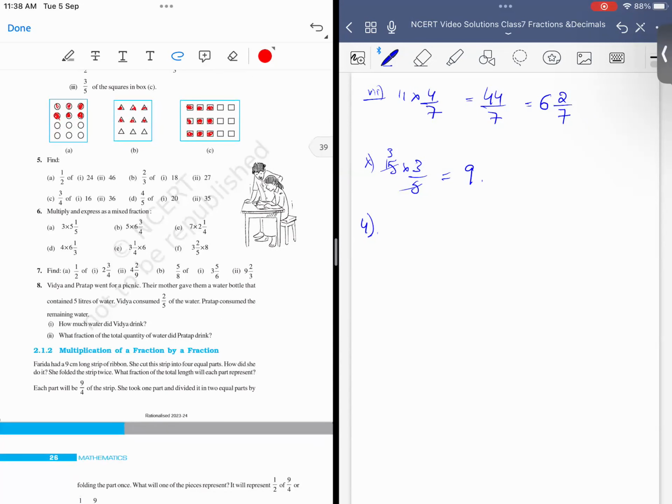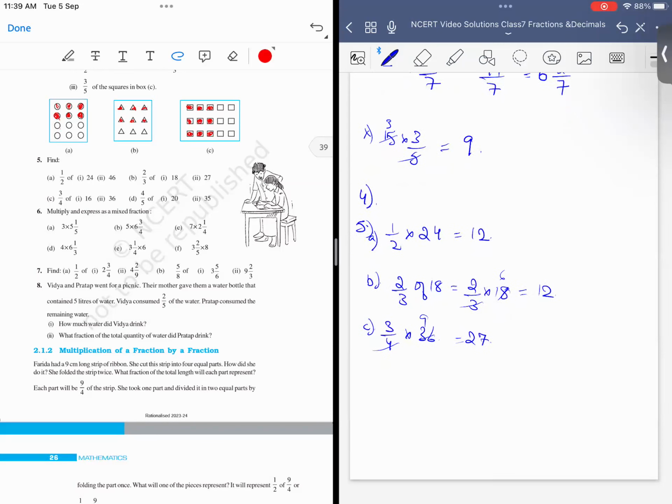Next, question number 5. Find half of 24. We'll find out the first one. So half of 24 means 12. Likewise, this was A. The second, it is saying 2/3 of 18, where 'of' means multiplication: 6 times 2 is 12 again. Likewise, we can do the rest. Okay, I'm doing C, 3/4 of, let's say, 36. So 4 9 times is 36, and 3 times 9, that is 27. This is how we do.